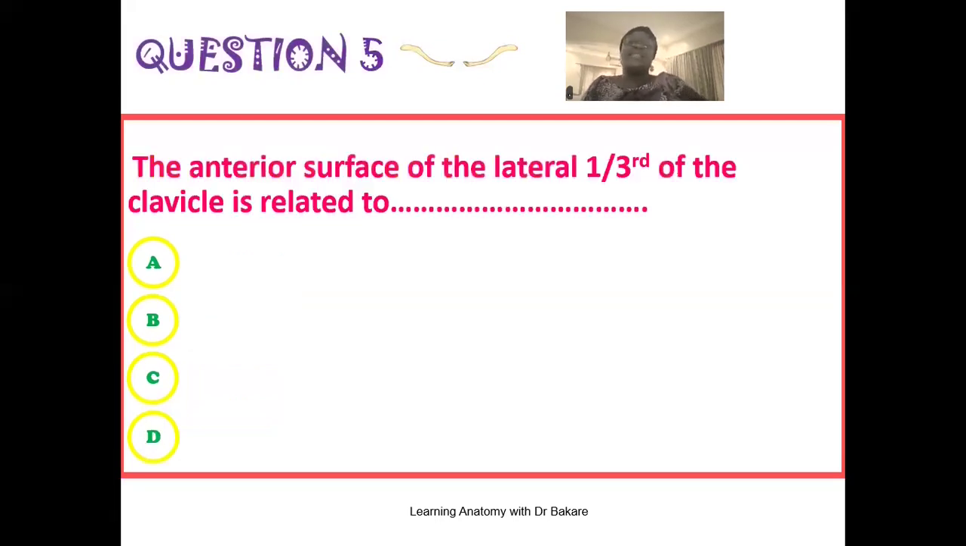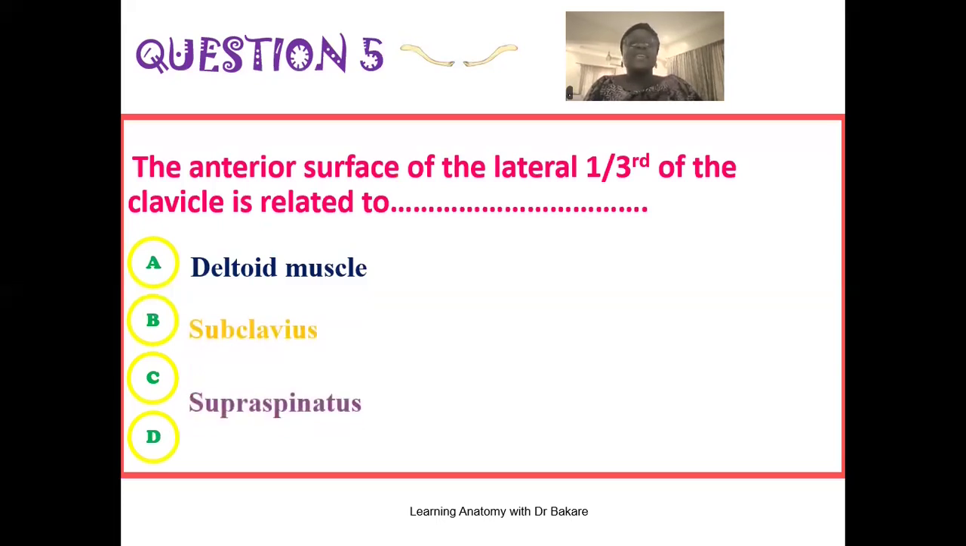The fifth question here reads that the anterior surface of the lateral one-third of the clavicle is related to, is it related to the deltoid muscle? Is it related to the subclavius? Is it related to the supraspinatus? Or is it related to the pectoralis major muscle?